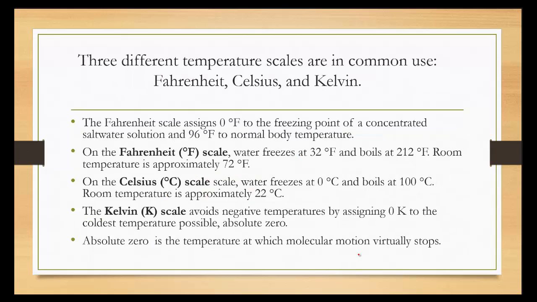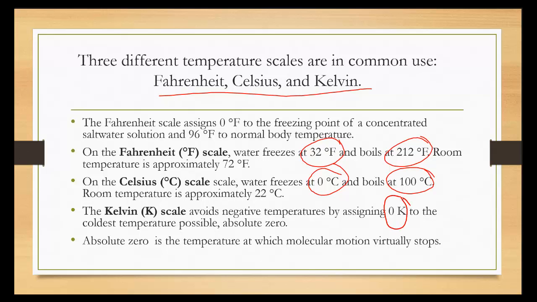Which brings us to ways of measuring this. There are three different temperature scales that are common in use: Fahrenheit, Celsius, and Kelvin. On the Fahrenheit scale, water freezes at 32 degrees Fahrenheit and boils at 212. On the Celsius scale, water freezes at 0 degrees Celsius and boils at 100. And then finally, Kelvin, which is what's used by scientists, avoids negative temperatures altogether by assigning 0 Kelvin to the coldest temperature possible, absolute zero. Absolute zero is the temperature at which molecular motion virtually stops.